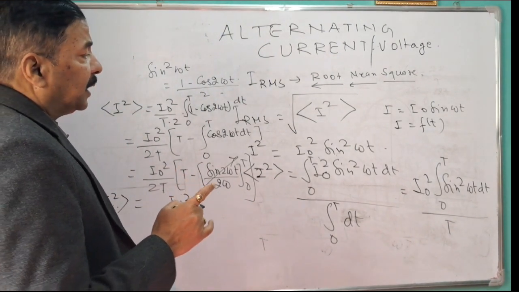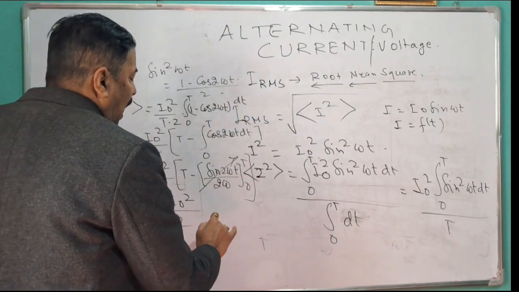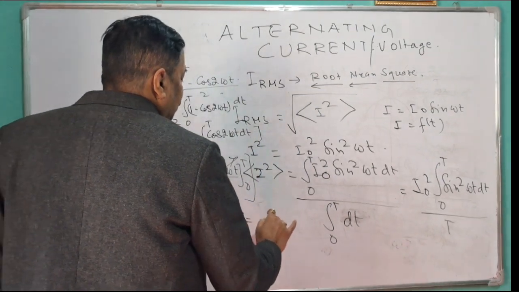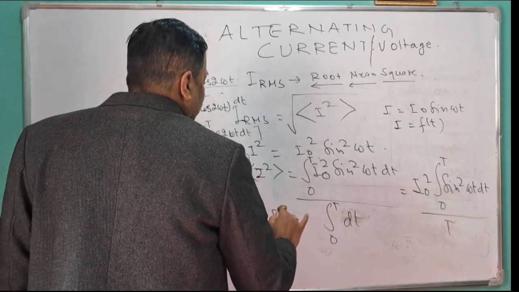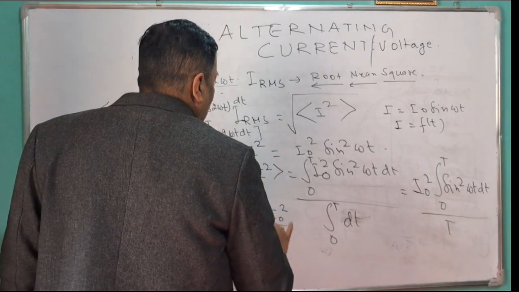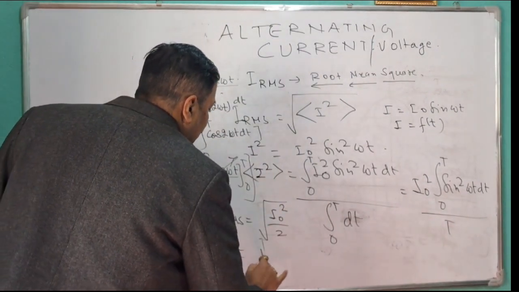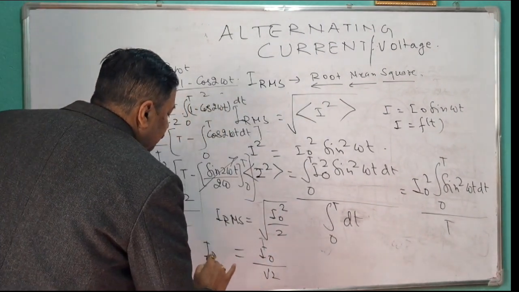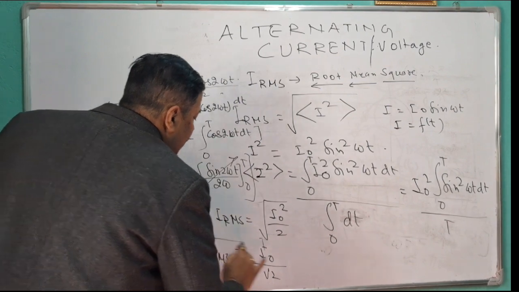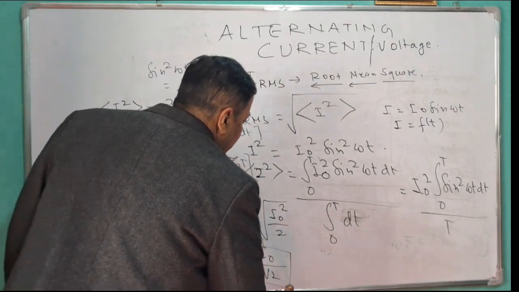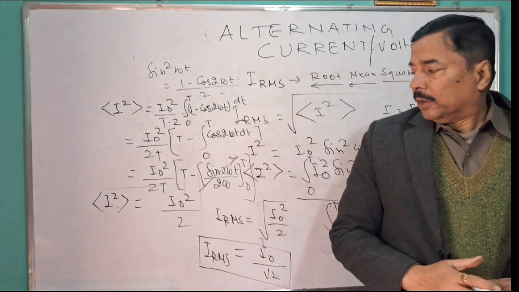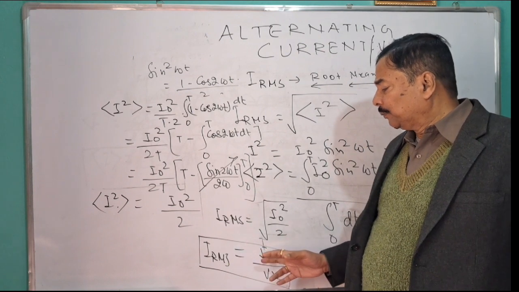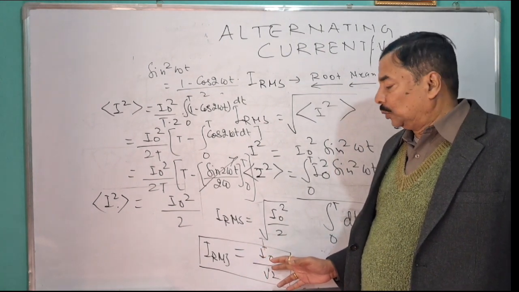Now what is the next step? Next step, we have to take root. So IRMS is equals to I naught square by 2 under root, that is I naught by root 2. IRMS is coming I naught by root 2. From here only you can see that RMS value is I naught by root 2.